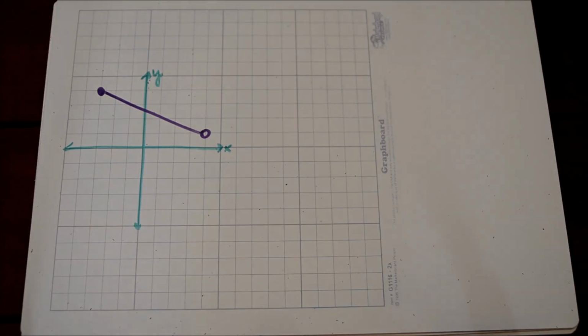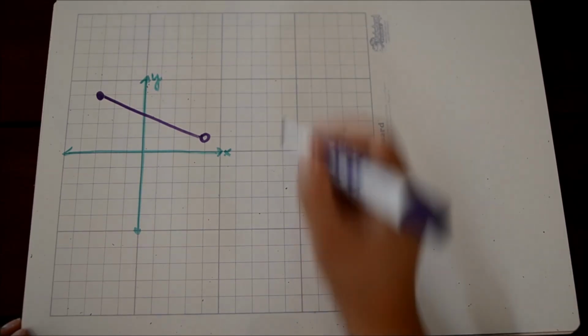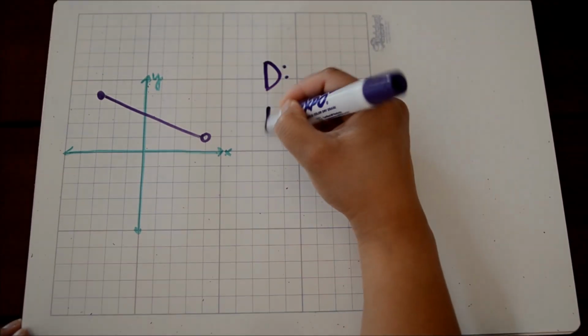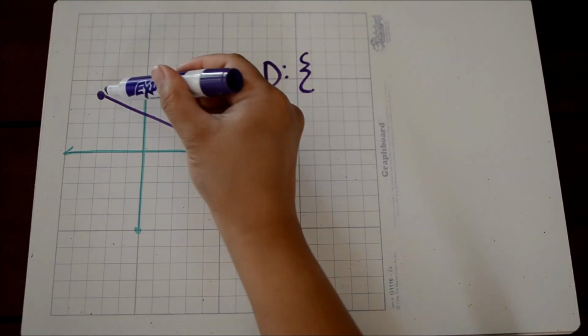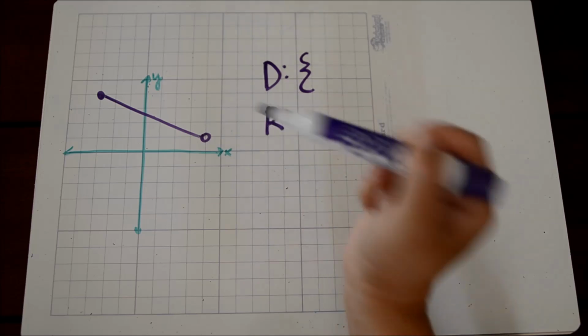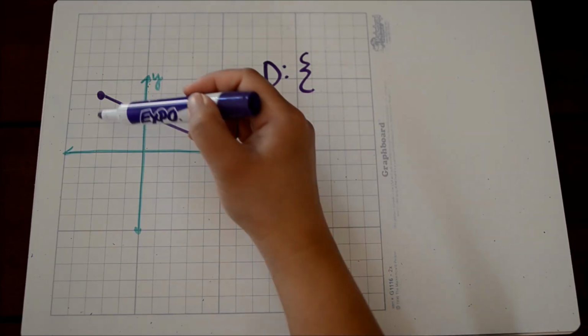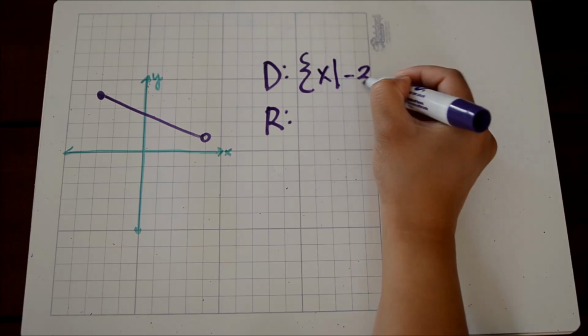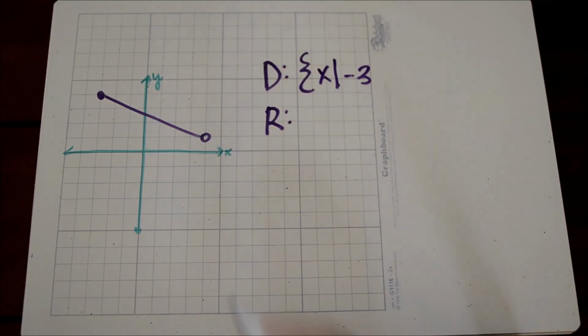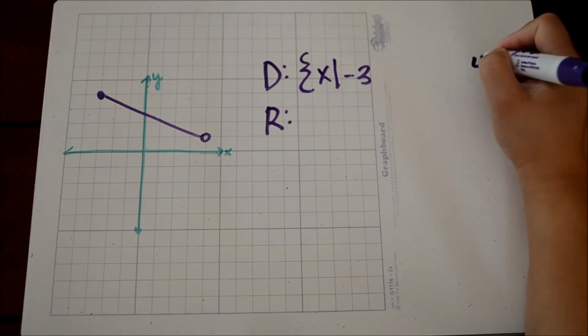Okay, so let's take a look at another example. Here we have another continuous graph. We're going to use D for domain, R for range. And let's start with our domain values, our x values. Our lowest x value looks like it's right here at -3. And our highest x value is at +4.